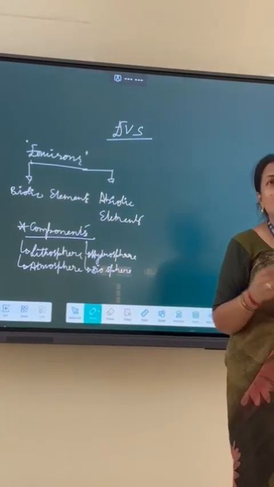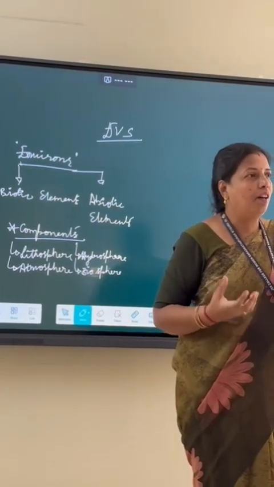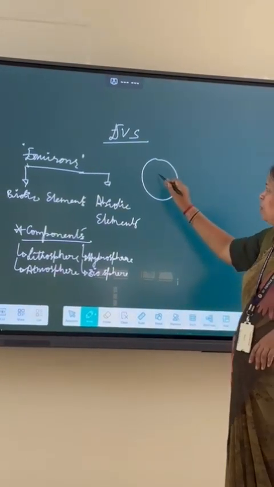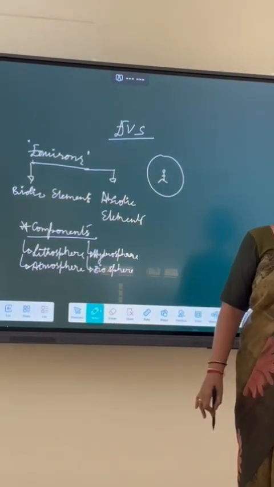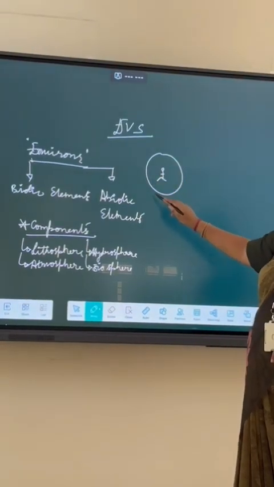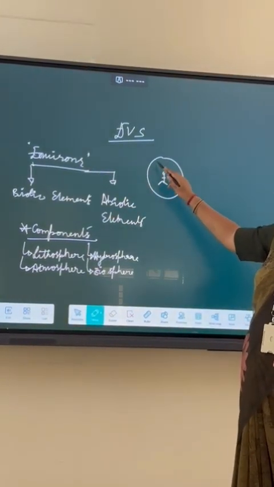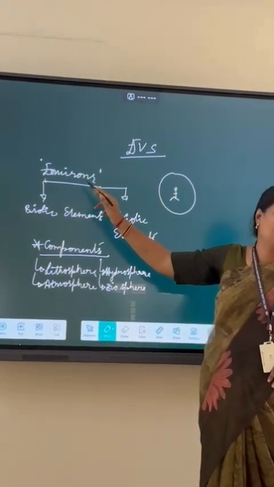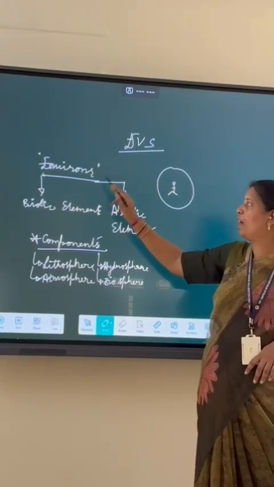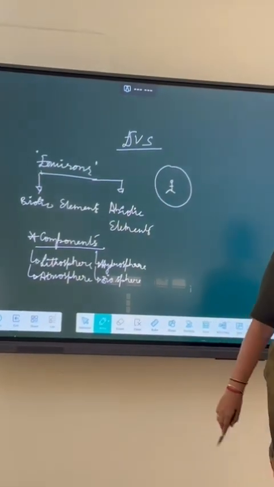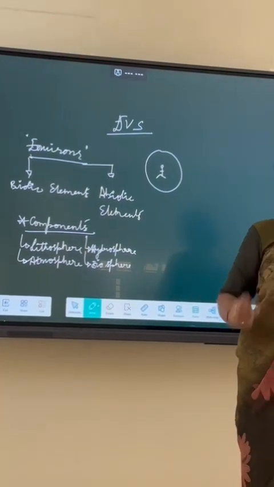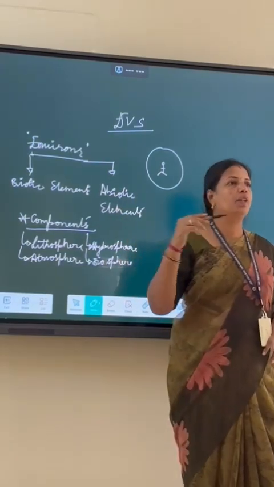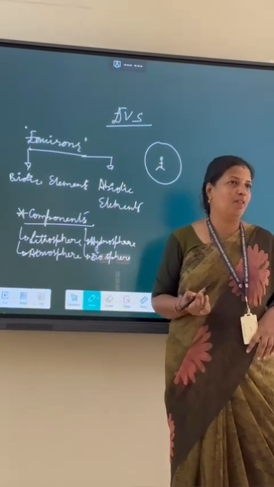Environs gives the dictionary meaning of the surrounding area of the man in a circular shape. The man will be in the center, and whatever nature or abiotic elements encircle the human being will be called environs. So based on this meaning, we define environment as an area constituted by the biotic elements and the abiotic elements and surrounding the man.